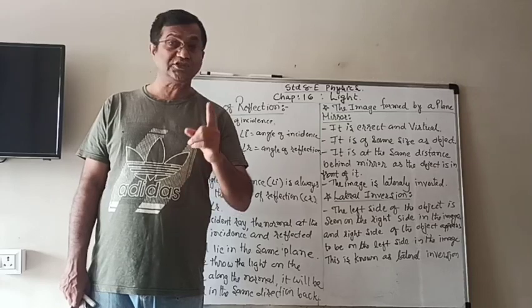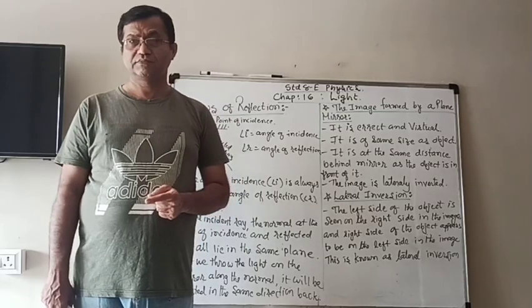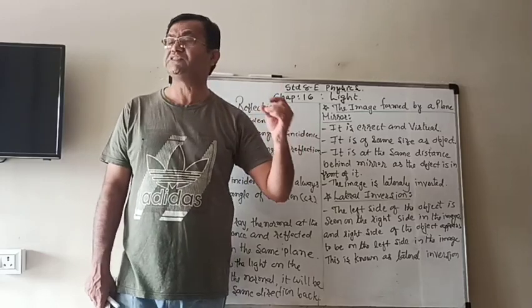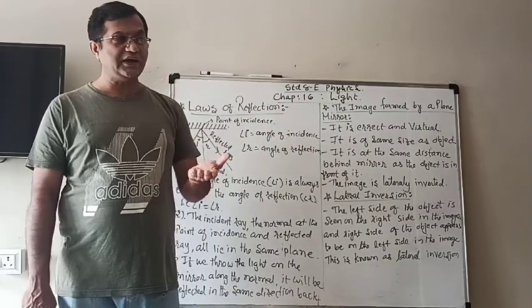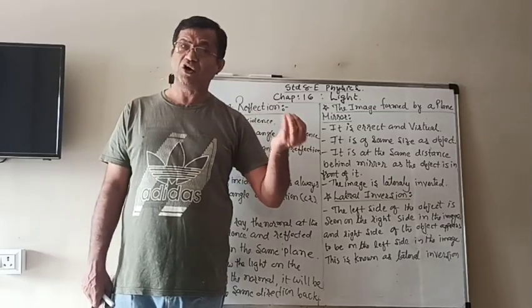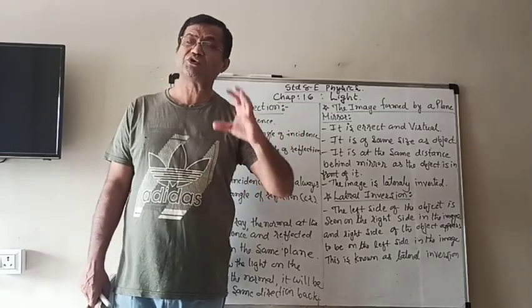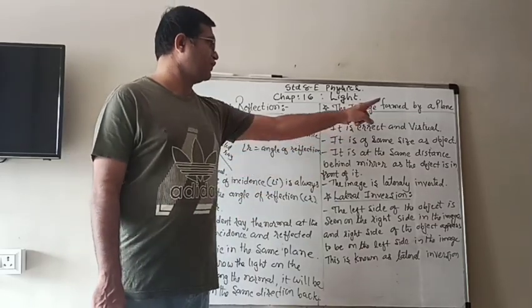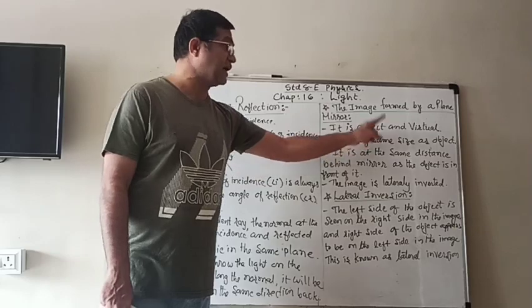Virtual image means it is not a real image. A real image is one that can be obtained on a screen. But here you cannot obtain your image on a screen. Therefore it is known as a virtual image. So the image formed by a plane mirror is erect and virtual.